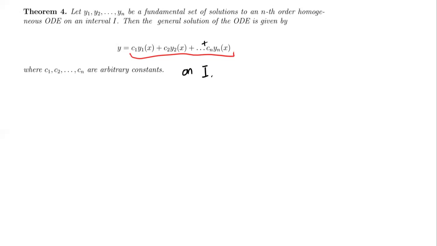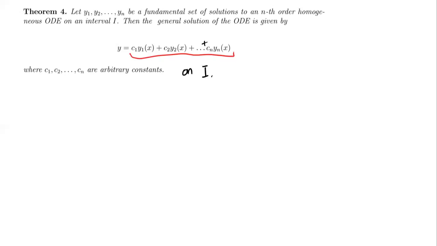Now, if you have taken linear algebra, what's happening here is that the set of solutions actually forms a vector space. The set of solutions for an nth order homogeneous ODE on some interval is an n-dimensional vector space. So what we're saying here is that the y sub i's, the y1, y2 up to yn, linearly independent solutions, form a basis for that vector space. So that's the linear algebra behind it.